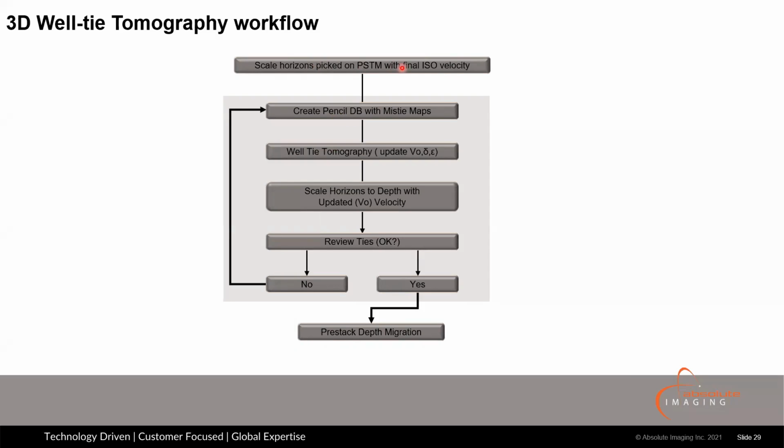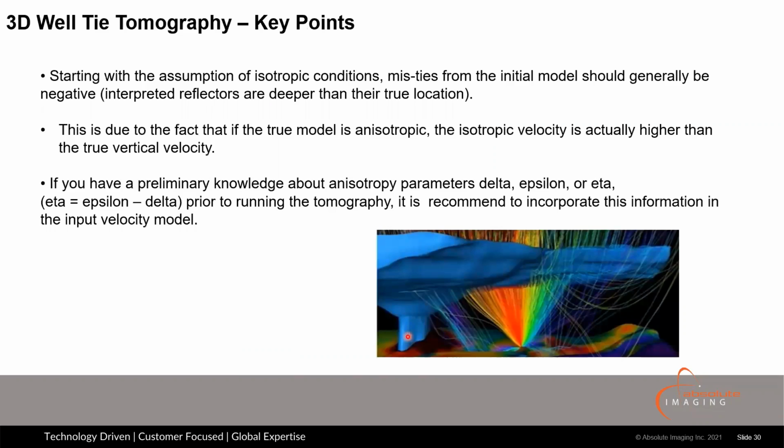So this is the short workflow. We convert the PSTM velocities into depth using the final ISO velocities, and then we do the tomography update using these mistime maps. We review the ties, and you can repeat this a few times if you need it. Then we have the updated field from the well-tie tomography, and we can continue with the final reflection migration.